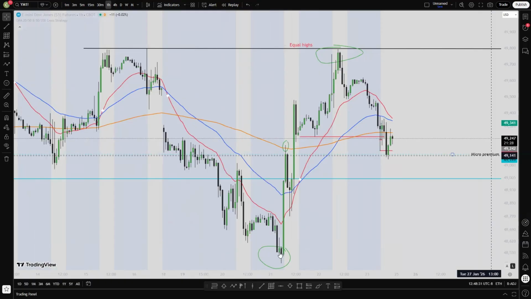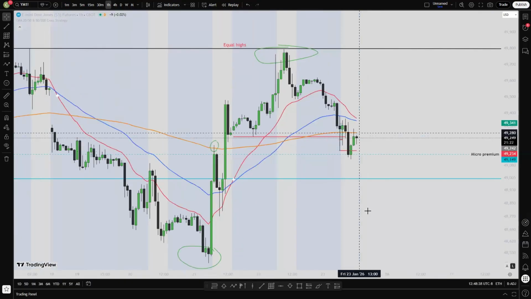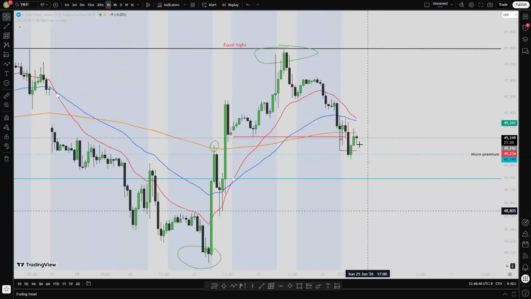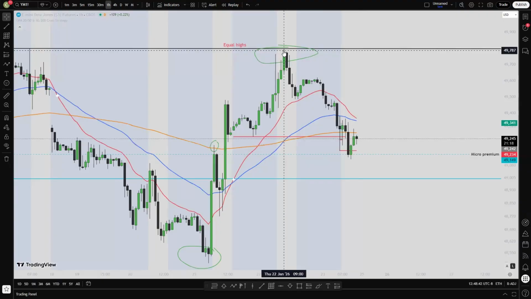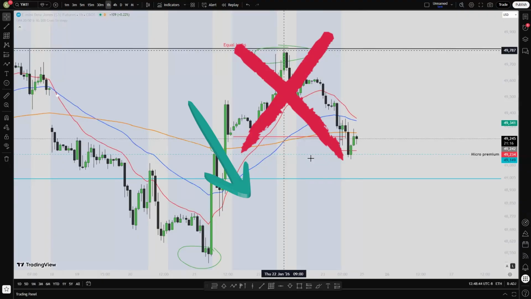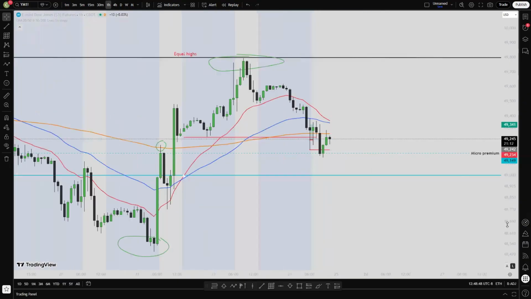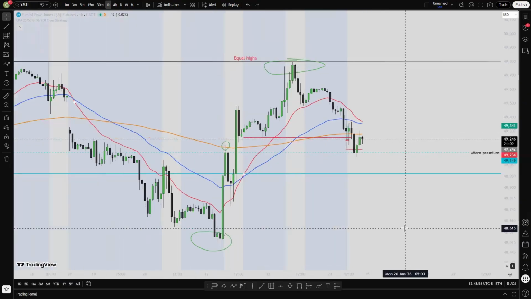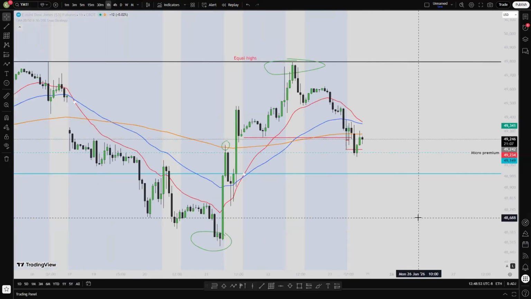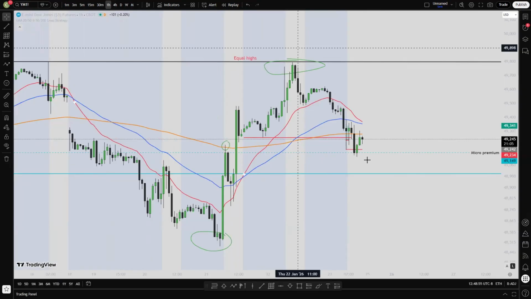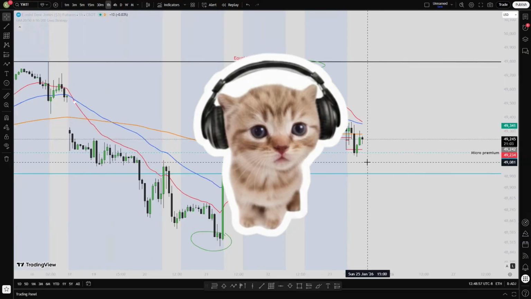An external gets swept and/or a return to the discount. That means the price has finished its job in the premium. It needs to come down to a discount now to rebalance the books. And people say that ICT concepts, it's not how the orders are booked. They're completely wrong. This happens constantly. There is no denying it.